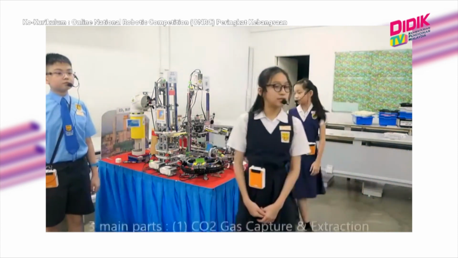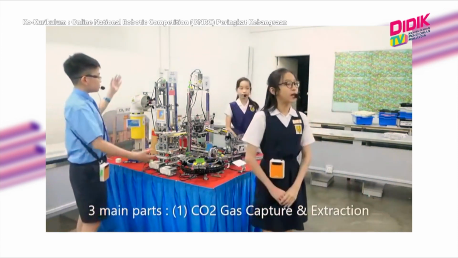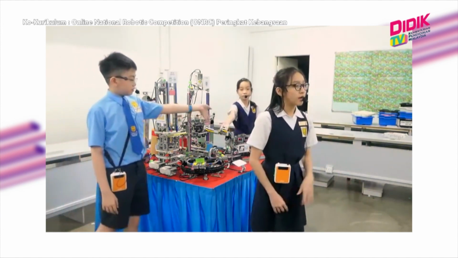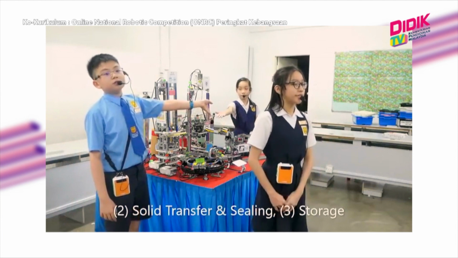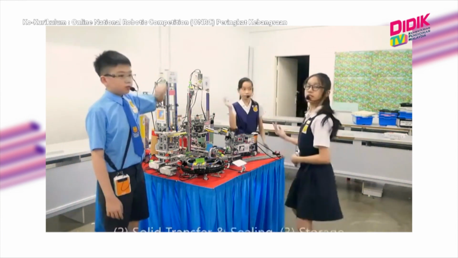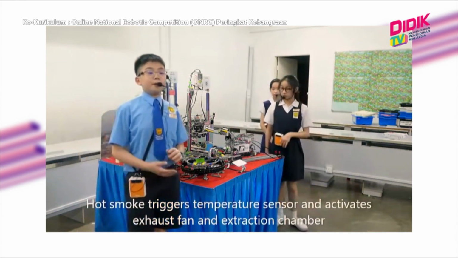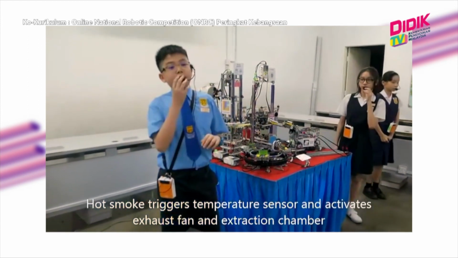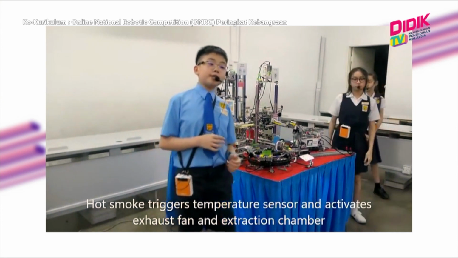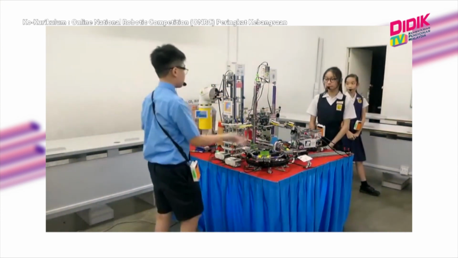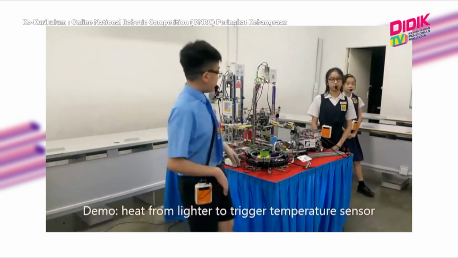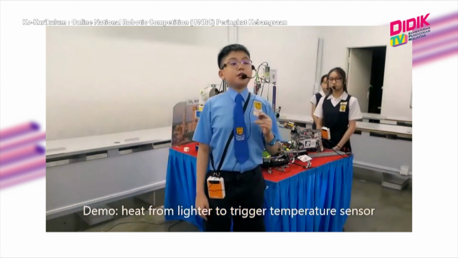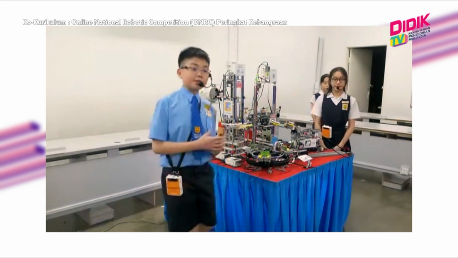The CO2 Master comprises three main parts: carbon dioxide gas capture and extraction, solid transfer and packing, and storage. When industrial power plants are in smooth operation, the hot flow triggers the temperature sensor of the CO2 Master and activates the exhaust and extraction channel. For demonstration, I will use this mixer to generate the heat in order to trigger the temperature sensor.